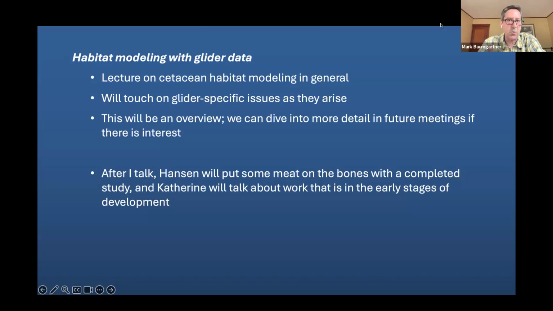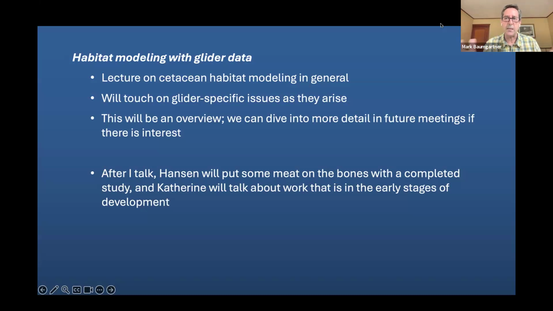But just to go over what we're going to do today, I'm going to give you basically a lecture on cetacean habitat modeling. I already shared most of the slides with you. If you've had a chance to look at that, that's great. If not, that's fine. I'm going to try to not go over an hour, but it's going to be fairly high level, and it's going to be based heavily on my experience.